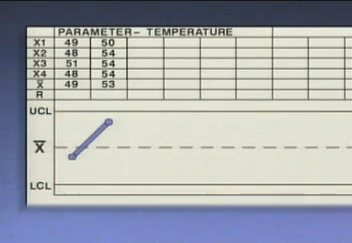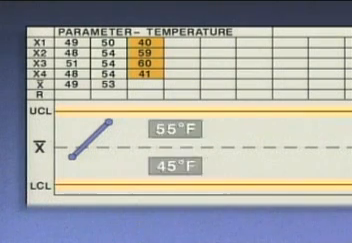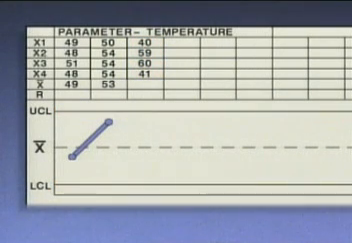But suppose the next set of temperature readings looks like this. Here we see that the temperature of the fluid went back and forth between about 40 degrees and about 60 degrees. The individual temperatures are clearly higher and lower than the control limits established for the process. But when the readings are averaged, the average value is 50 degrees. And 50 degrees is right on the process center line.